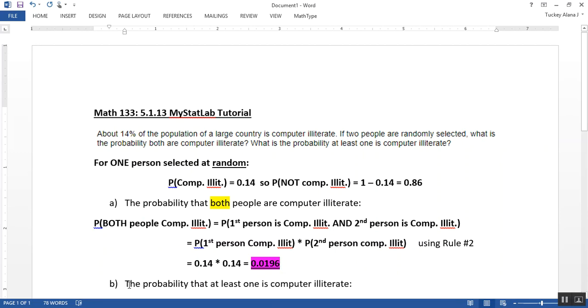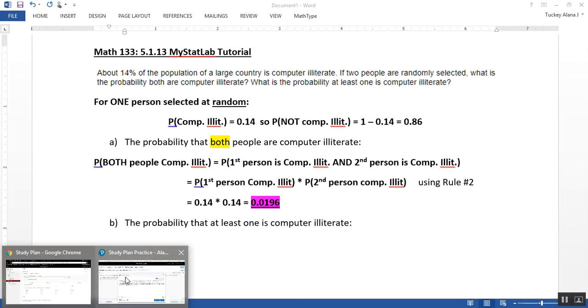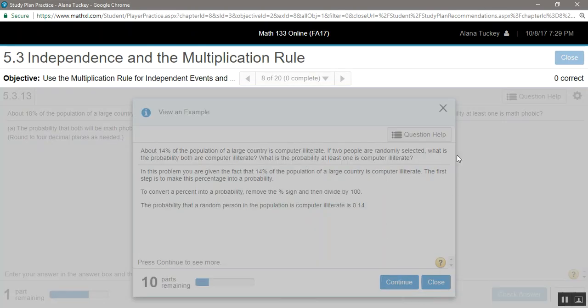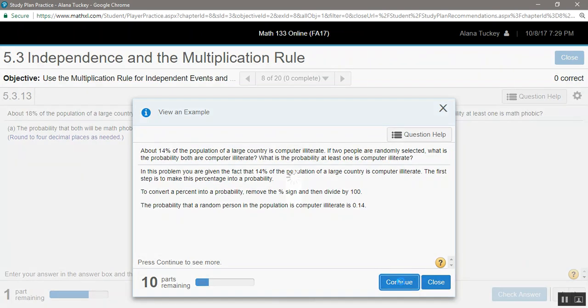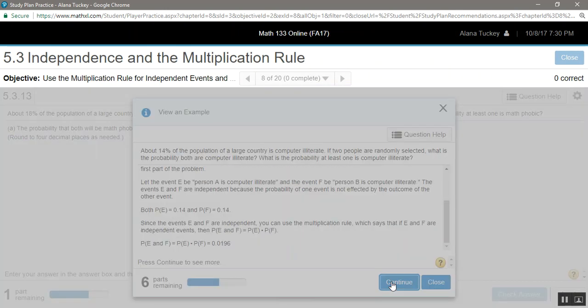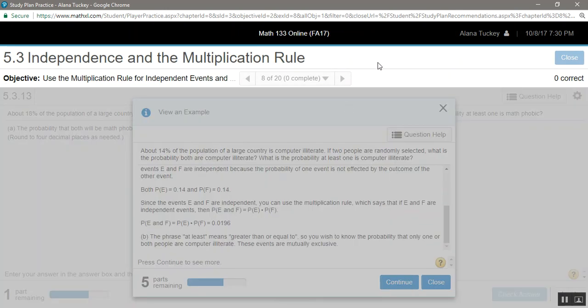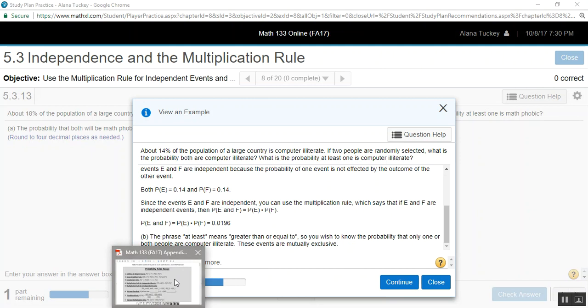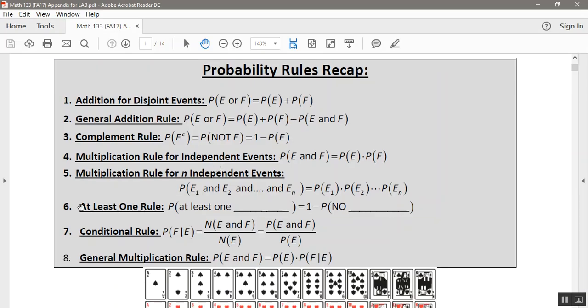All right, so now we get to the second problem. Oh, first let's go back and check. So I click continue through this problem. There we go, continue. And sure enough, it'll lead us to the same answer that I got, 0.0196 right there. So now we need to talk about at least. Well, at least is a little bit complicated. So the thing about at least 1, and I have it right here with rule number 6. When you want the probability of at least 1, you want 1 minus the probability of none of those things.